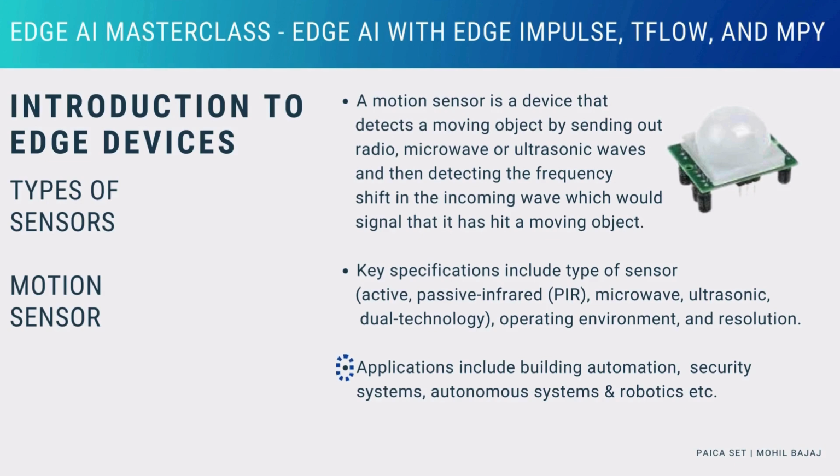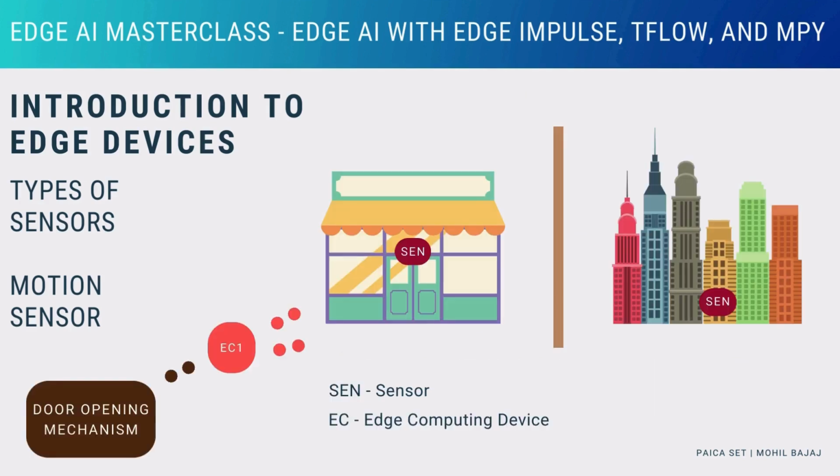A big use case for motion sensors is in building and home automation. The automatic opening of doors in retail and commercial buildings is usually achieved by the application of motion sensors.